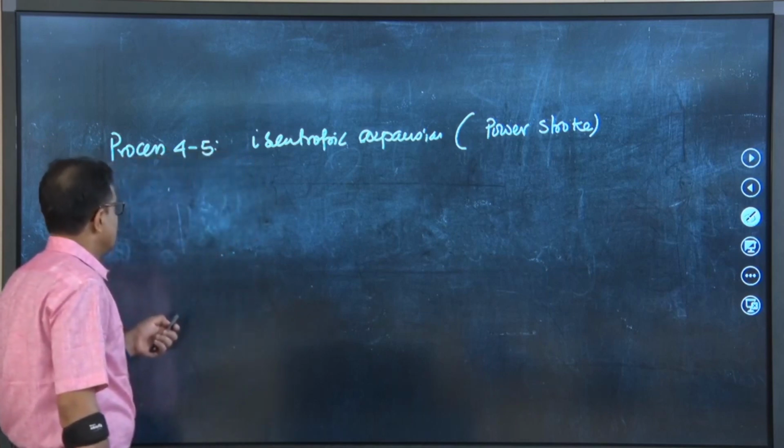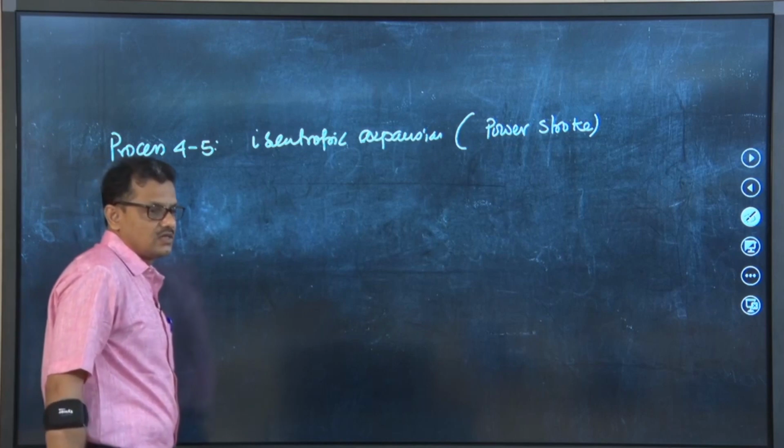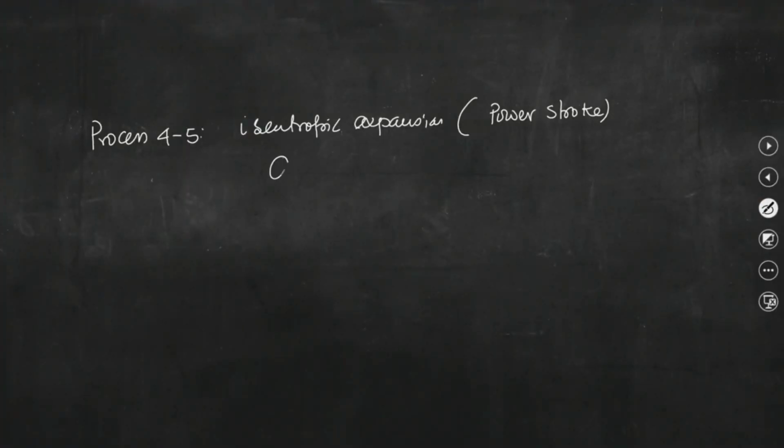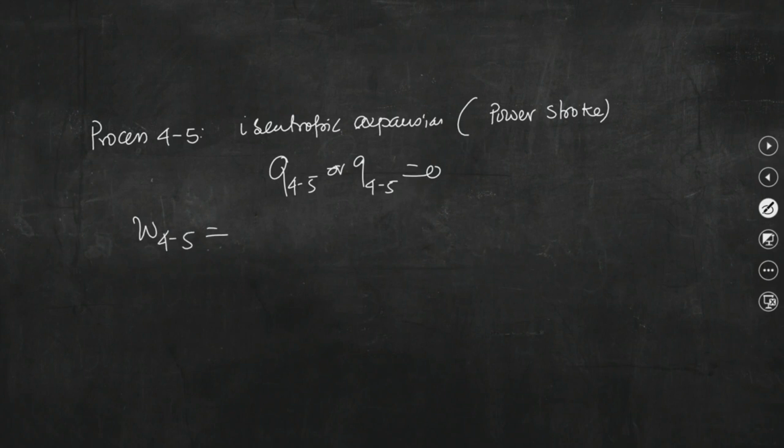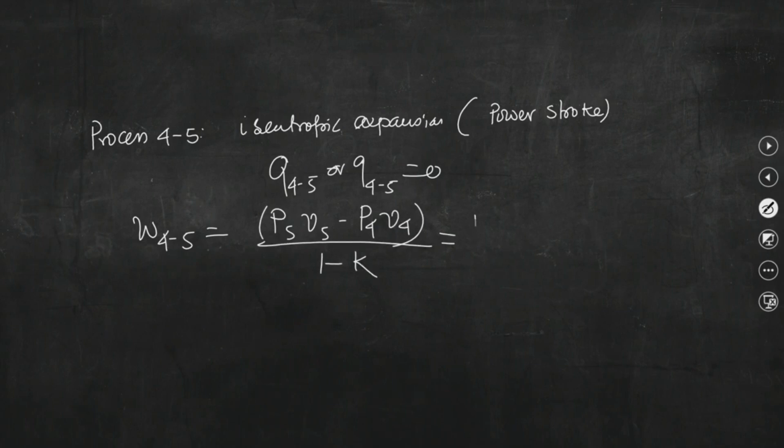So, what about this isentropic process? No heat interaction. So, basically we can write Q 425 equal to 0, right. What about W 425? It is very important. You can try to understand that it would be (P5 V5 minus P4 V4) divided by (1 minus K), that is R (T5 minus T4) divided by (1 minus K), right. So, that is what we can write.